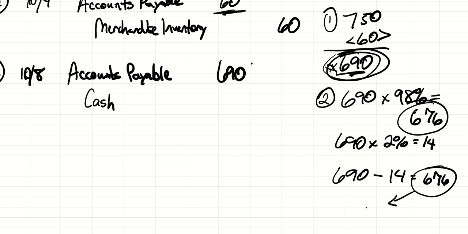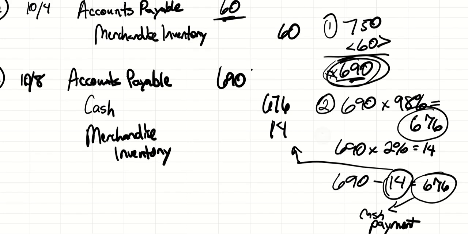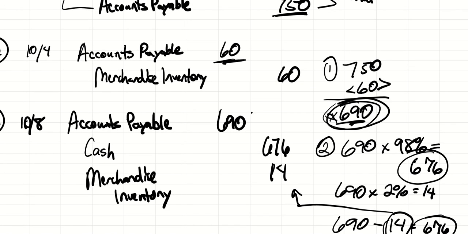So this is the cash payment that was made on the inventory. We're going to credit cash for $676. The difference of 14 is going to be credited to merchandise inventory, because we have to reduce the balance in the inventory account to match the cash payment that was made.